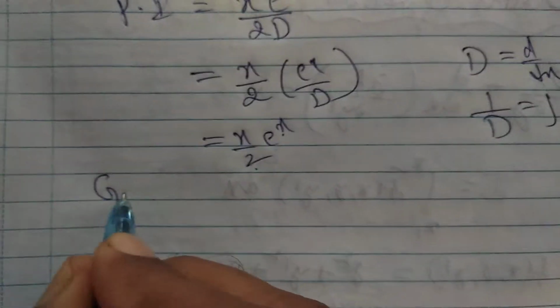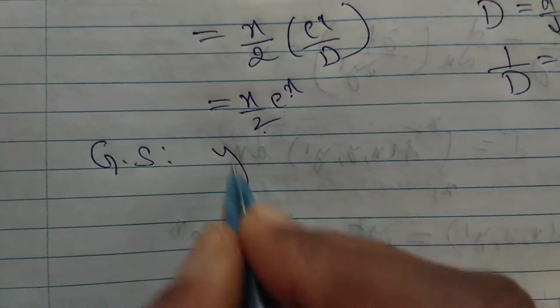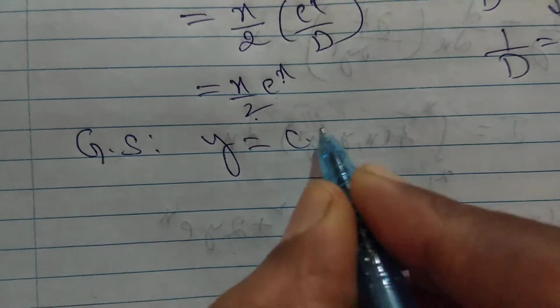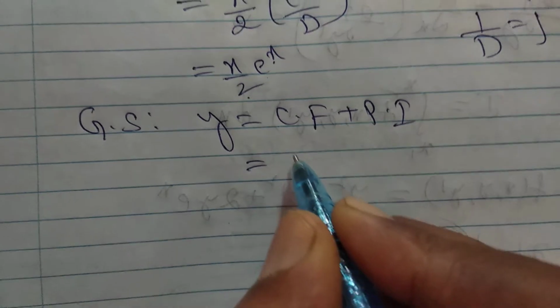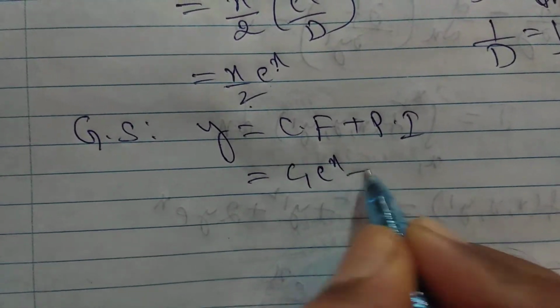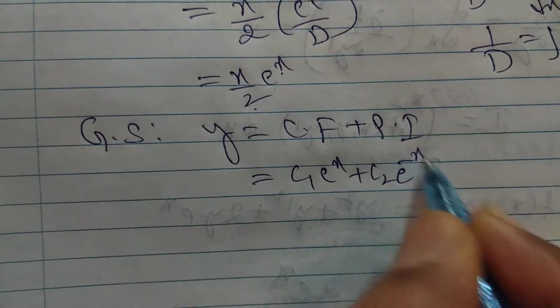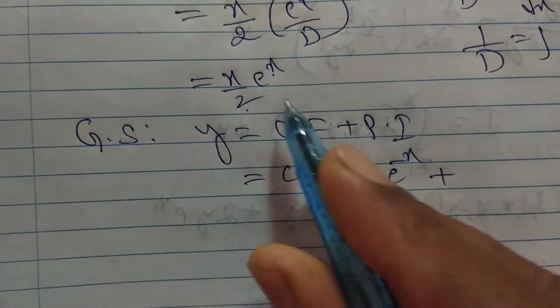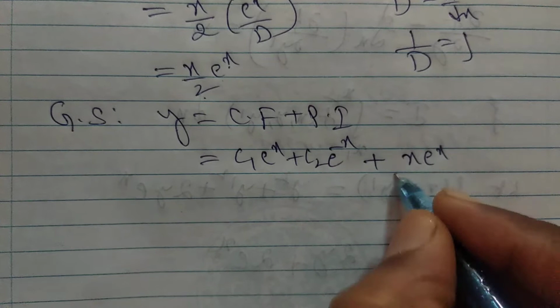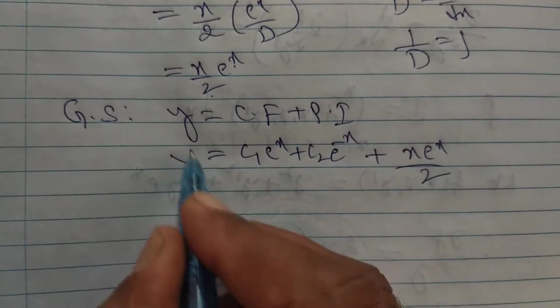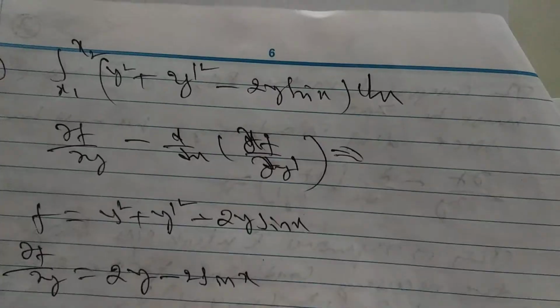So now you have to write the general solution. How to write the general solution? Complementary function plus particular integral. So what is the complementary function? C1 e power of x plus C2 e power of minus x plus particular integral. So what is the particular integral? X e power of x by 2. So this is the solution of the given problem.